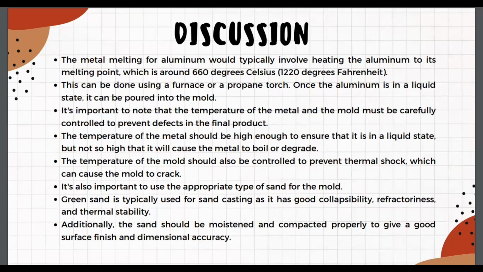The temperature of the metal should be high enough to ensure that it is in a liquid state, but not so high that it will cause the metal to boil or degrade. The temperature of the mold should also be controlled to prevent thermal shock, which can cause the mold to crack. It's also important to use the appropriate type of sand for the mold, and green sand is typically used for sand casting as it has good collapsibility, refractoriness, and also thermal stability. Additionally, the sand should be moist and compacted properly to give a good surface finish and also dimensional accuracy.